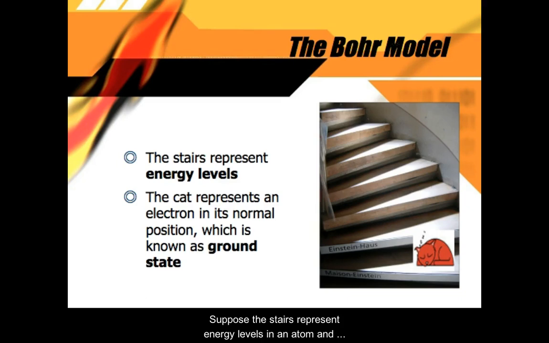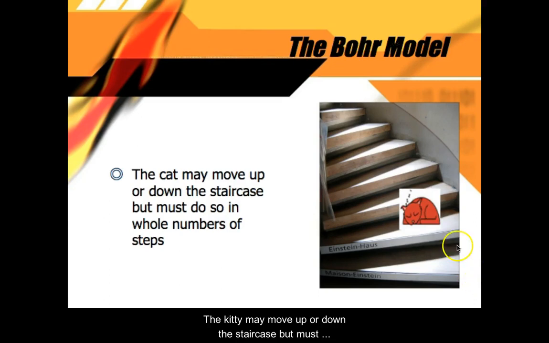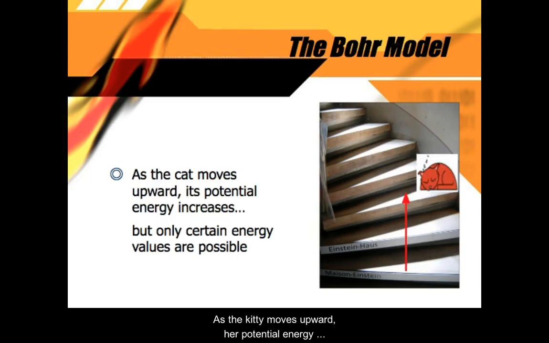Suppose the stairs represent energy levels in an atom, and the kitty represents an electron in its normal position. We call that the kitty's ground state. The kitty may move up or down the staircase, but she must do so in whole numbers of steps. She can't be anywhere in between. She can't be at step 2.33. As the kitty moves upward, her potential energy increases, but only certain energy values are possible, nothing in between.